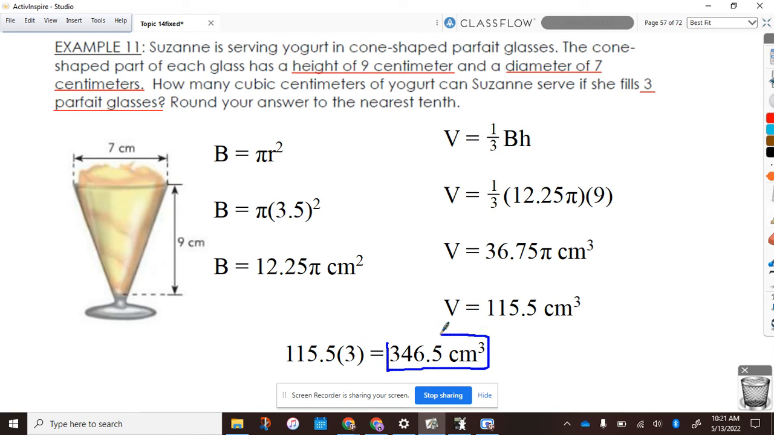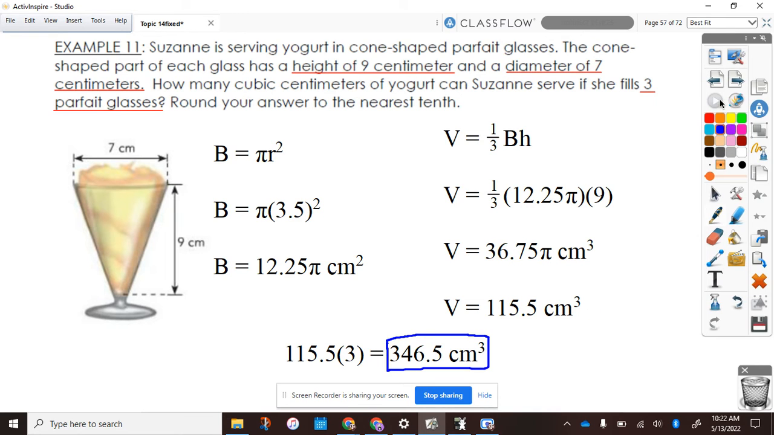Okay, this is going to be something to look out for, because on a quiz or a test or even an assignment, you need to read very carefully and make sure that you are answering the question that's being asked. I guarantee you, in a multiple choice format, this 115 would have been one of the choices, and it would have been wrong because it doesn't answer the question that's being asked. The question is about 3 of the glasses. So be on the lookout for something like that might try and trick you.